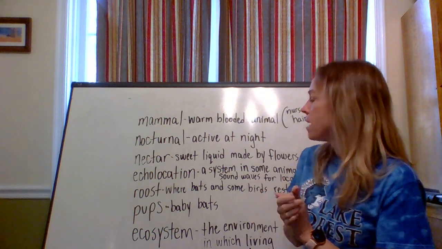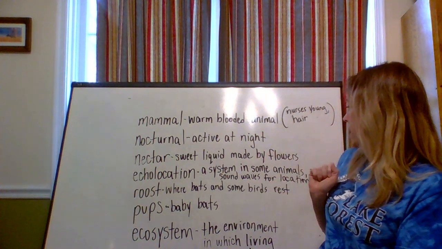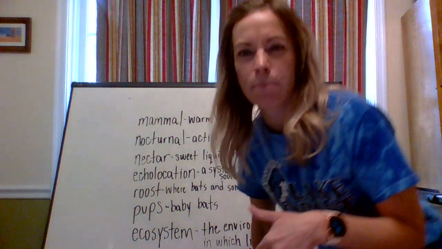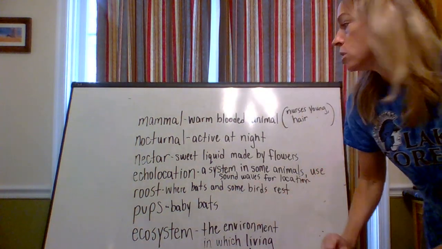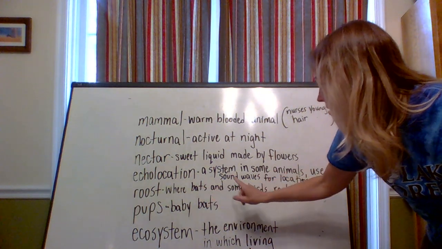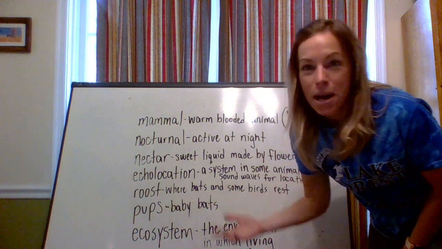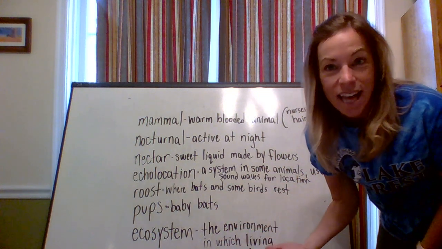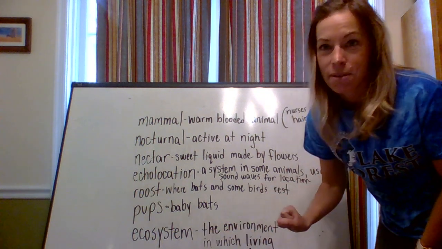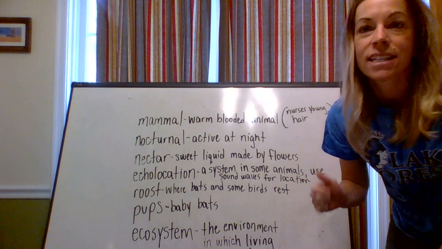And then we have echolocation. Echolocation is a system in some animals where they use sound waves to help with their location. And I'm going to stand up for a second so you guys can see the board. We also have roost. Roost is where bats and some birds rest. And then we have pups. Pups are actually baby bats. That is their name. And the last word we're going to focus on is ecosystem. An ecosystem is the environment in which living things live.